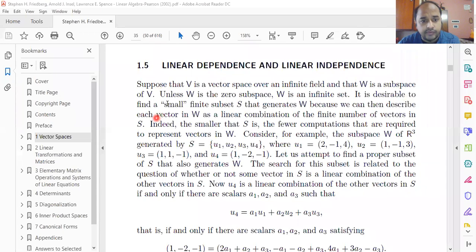It is desirable to find a small finite subset S that generates W, because we can then describe each vector in W as a linear combination of the finite number of vectors in S. I mean, you can draw a big circle, which you can consider a vector space V, and inside that circle we have another circle contained in V that is called W. Now W being a subspace of the vector space, inside W you are again trying to find another smaller set, a subset S of W, whose elements will generate the subspace W of the vector space.